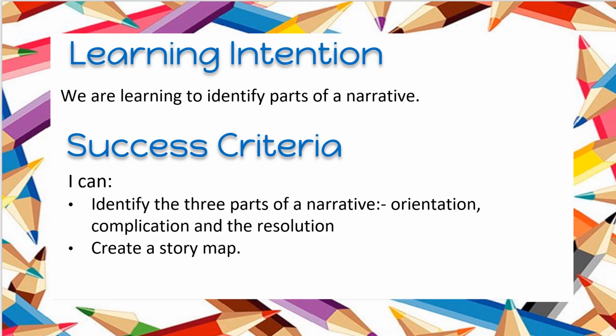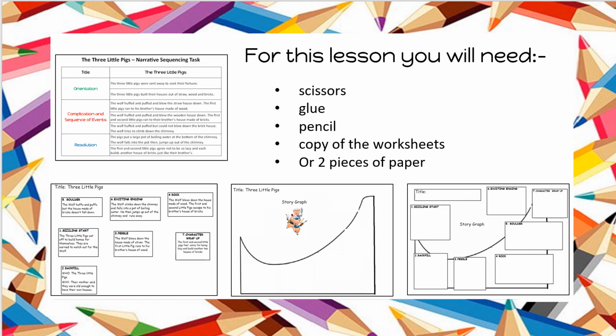Our learning intention today: we are learning to identify the parts of a narrative. Our success criteria: I can identify the three parts of a narrative: the orientation, complication, and resolution. I can create a story map. For today's lesson, you're going to need scissors, glue, a pencil, and a copy of the worksheets or pieces of paper to record your answers on.